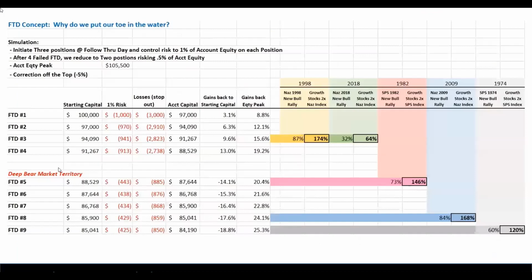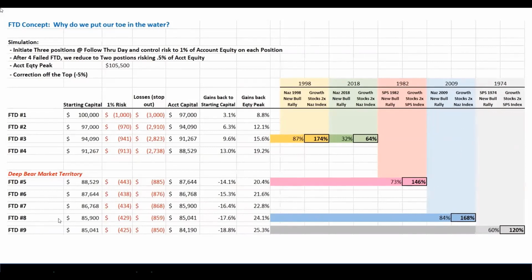So back to our simulation. Let's assume the bear market is very bad, and we're getting deeper. Follow through day number 6 fails. You can see where we are in our capital, and what it would take to get back to our starting capital. Sorry, these should all be positive numbers, like these, positive numbers to get back to your starting capital. Follow through day number 6 fails, follow through day number 7 fails, and now we're really into major historic bear markets. So follow through day number 8 was the one that worked in the 2009 market.